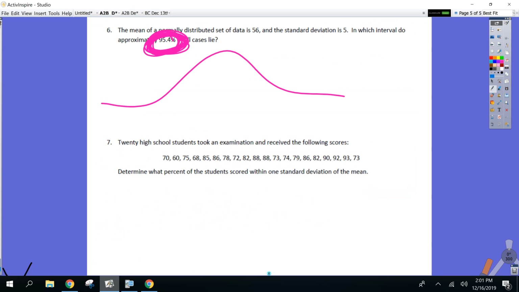Here we go. What's at 0? Which is? 56. Remember what I got to get to: +2 and -2 for 95%. Can you get me those scores? Yeah, you can. Dig deep.